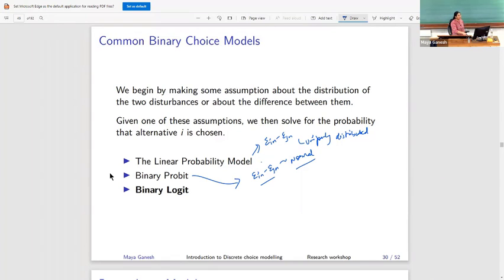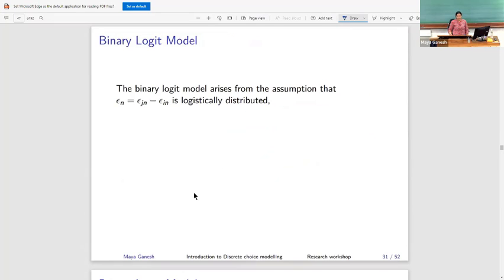Which is why the search for an almost probit-like model led to the binary logit model. The binary logit model arises from the assumption that this difference in the errors is logistically distributed. The good part about this is that the logistic distribution approximates the normal distribution quite well, and it is also analytically convenient. It has a closed form. The only thing is that the logistic distribution has slightly fatter tails than a typical normal distribution, but it is a good approximation of the normal distribution.